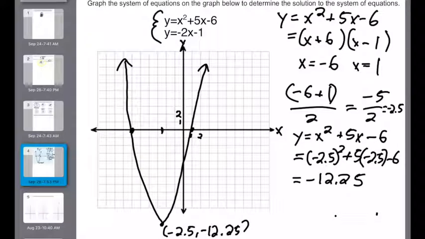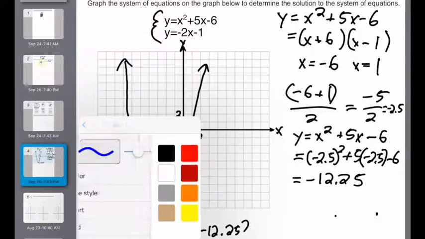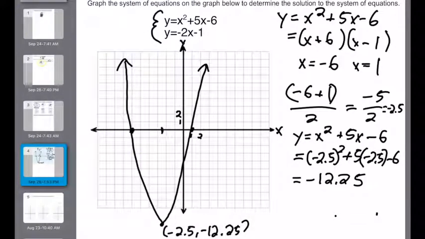Now let's go ahead and graph our other line. That one's a fair bit easier. So we know we have -2x minus 1, -1 being our y-intercept, -2 being our slope. Again, that's going down 2 and over 1, down 2 over 1, down 2 over 1. And we can draw in that line there. This one should be straight.